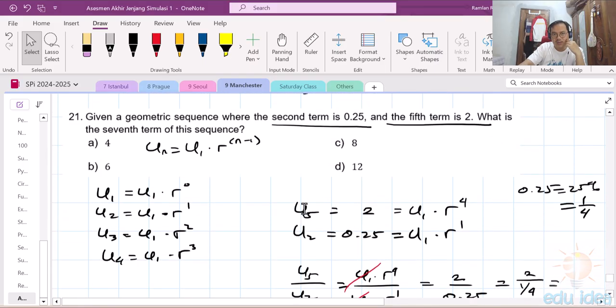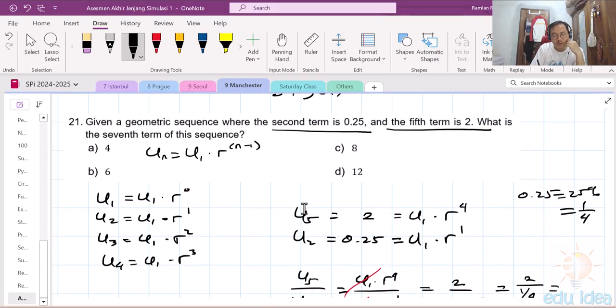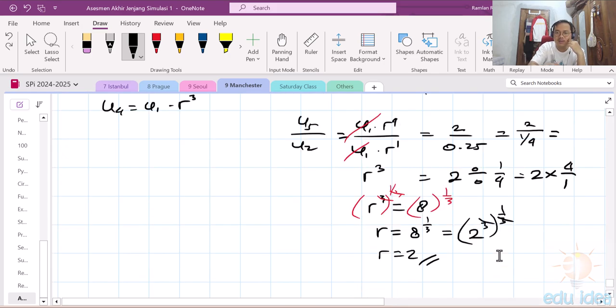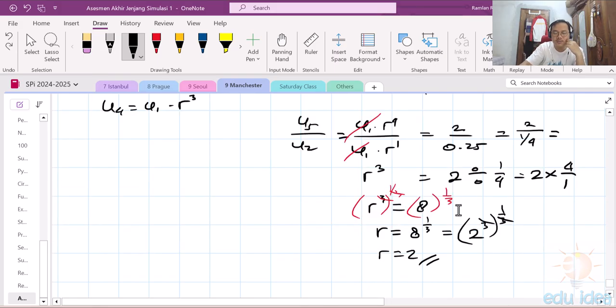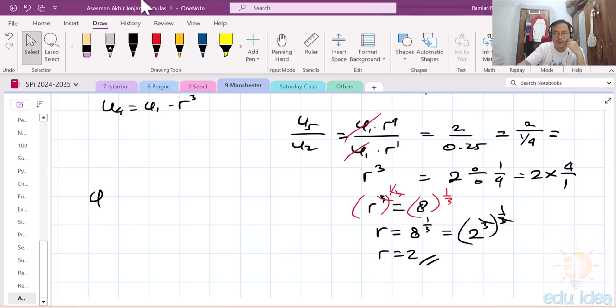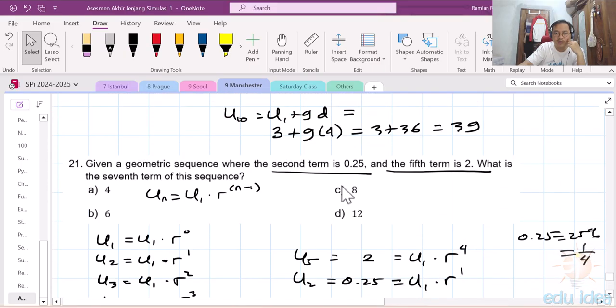Now we're not done yet because if you want to find the seventh term, we also need the first term, right? So finding the first term, you can just use one of these two, right? One of them to find it. So I'm gonna use the second one because that is an integer. This one here. Okay, since we know that r is equals to 2, u5, the fifth term, that'll be equals to the first term multiplied by r to the power of 4, right? And then we know that this is equals to 2 from the question here, right?